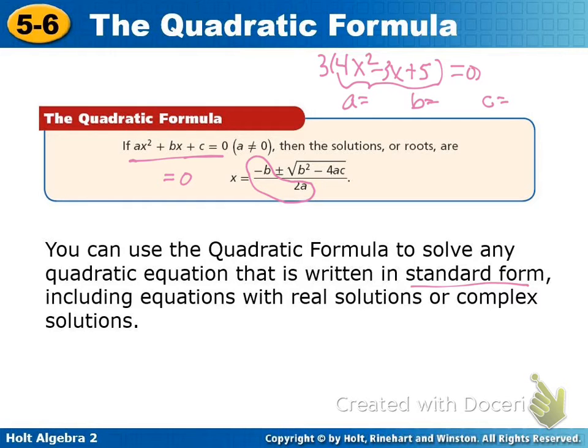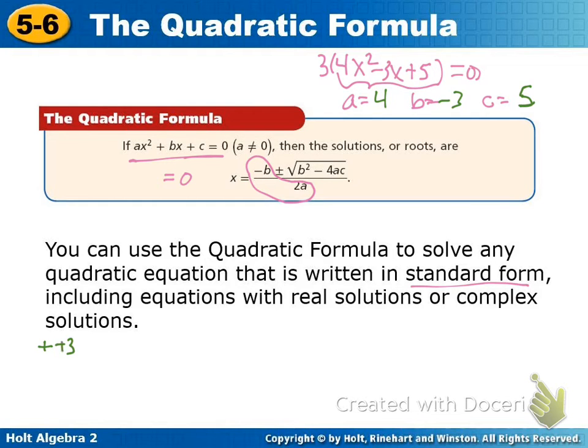What is our A? What's our B? And what's our C? It's 5. So then all we're going to do is take our A, B, and C and drop them into the formula where they need to go. So I'm going to do the negative, and what's my B? My B is a negative 3. Remember when we did the axis of symmetry, what happens when we have that double negative?